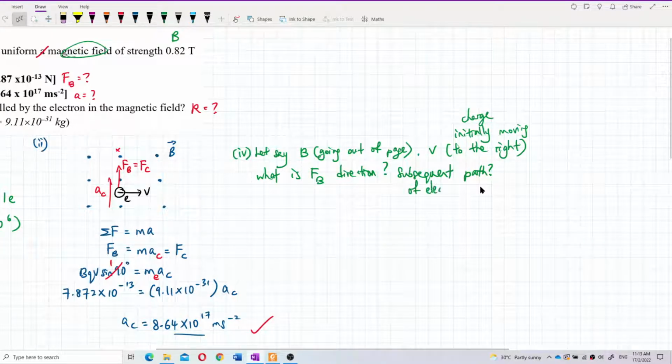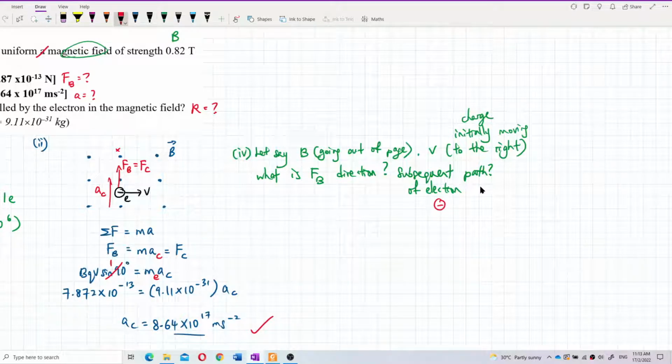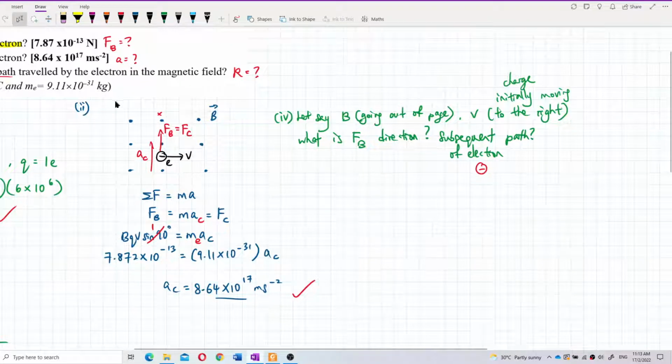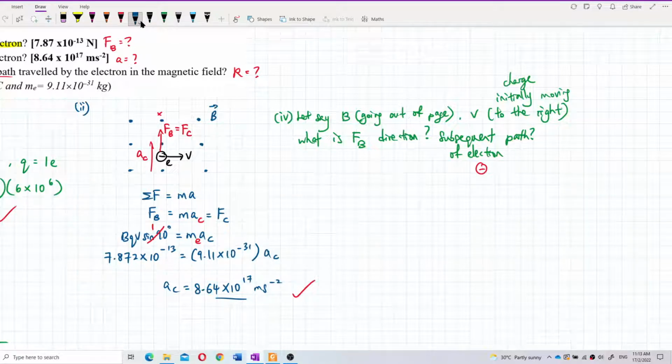So, the electron is a negative charge. Now I want to know how I get the magnetic force upward. I'm going to show you. Okay, let me draw first.